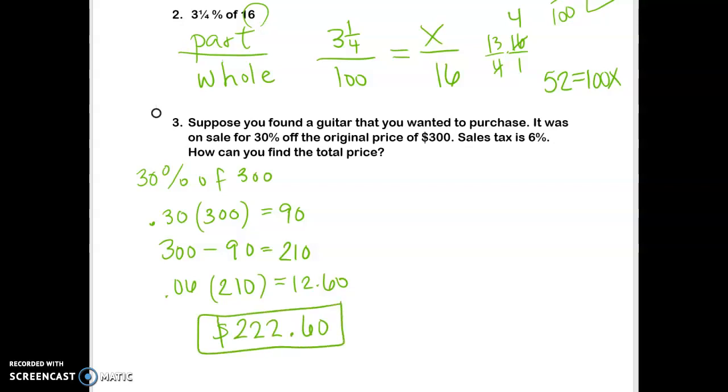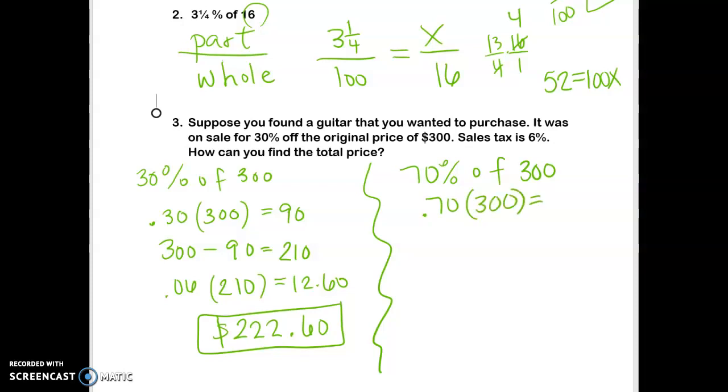So we can do it that way, piece by piece, keeping track of our amounts. We can also do it a little bit quicker. So I'm going to solve it one more way. Instead of finding the discount, your discount is going to be 30%. So what are you actually left with? Well, you're left with paying 70% of 300. So you can jump straight into finding 70% of 300, 0.70 times 300. That will give you 210. So right away we know we're paying $210.